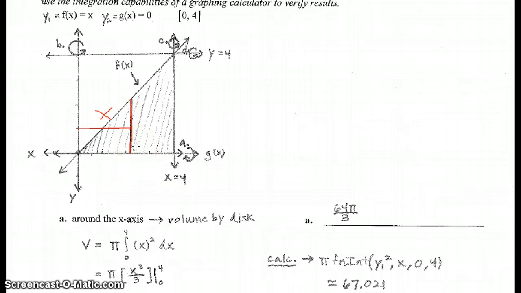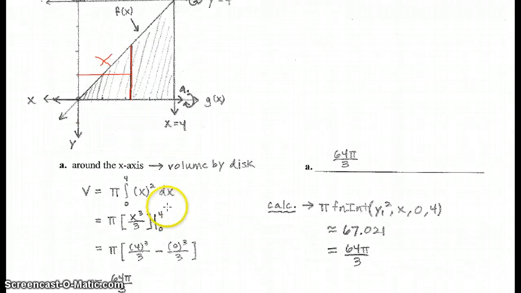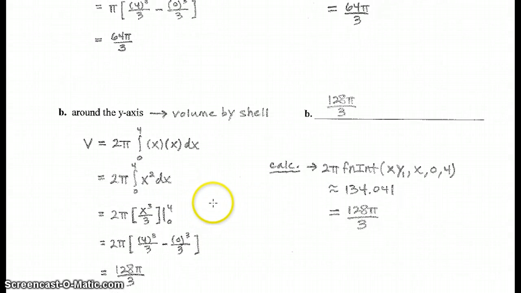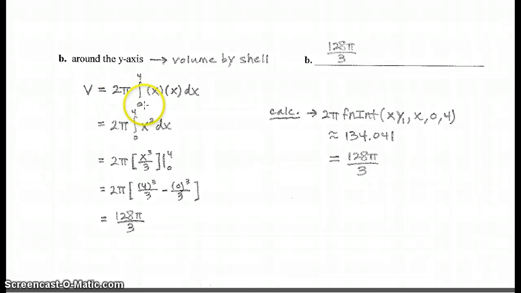So our integral will be 2 pi times the integral from 0 to 4 of our radius times our height dx. Interestingly enough, it's very similar to the one that we just did. 2 pi times the integral from 0 to 4 of our radius x times our height x dx. So the integral that we're doing is the same, it's just we have a 2 pi out front.